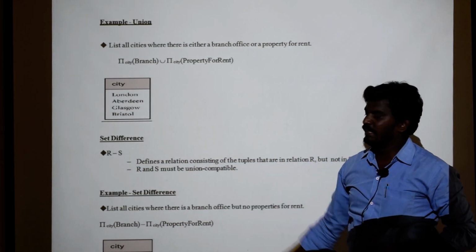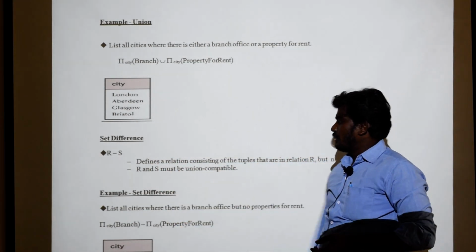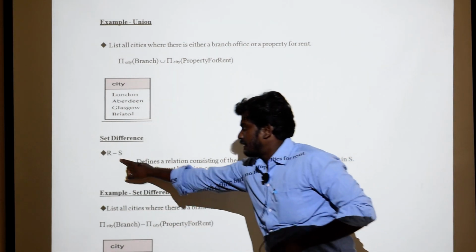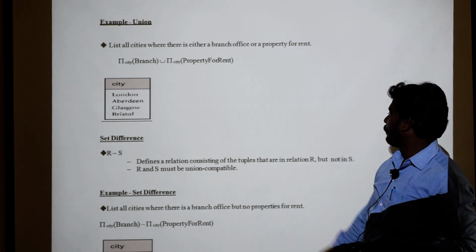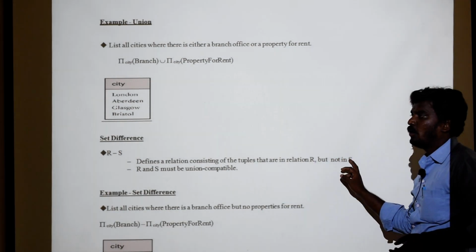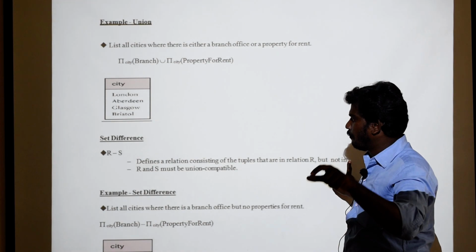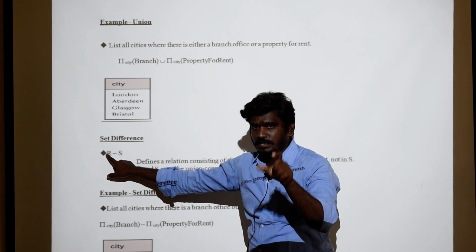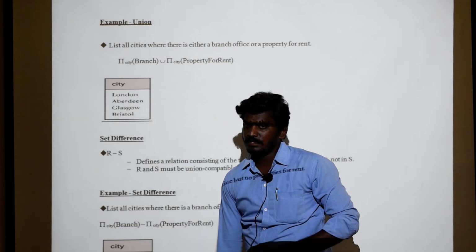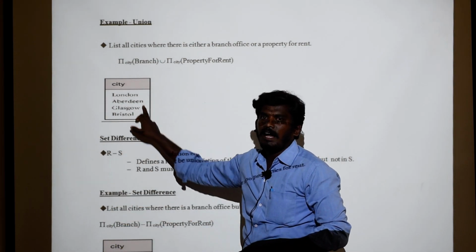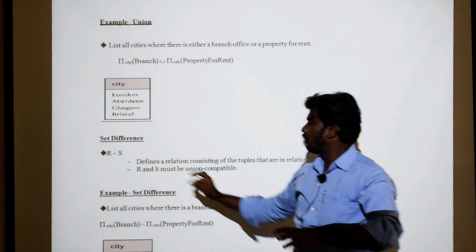So we have to combine the 2 different tables, and the common elements are displayed once, that's all. The next one is set difference, already you know the definition is R minus S. This is the concept of set difference that defines a relation consisting of the tuples that are in relation R but not in S. So that's the meaning. For example, London, Glasgow, Brussels, but it is not mandatory that they are present.